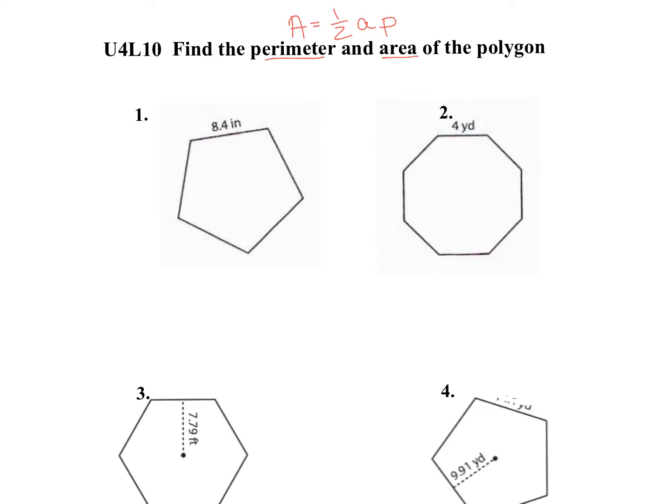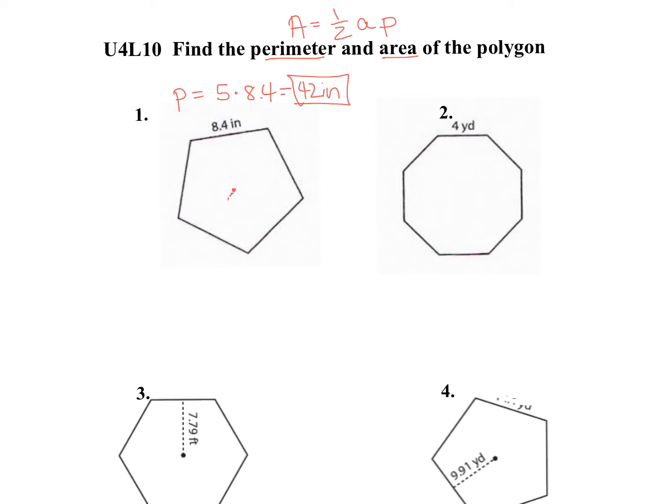So in number 1, we have a side edge that's 8.4, and this is a pentagon. And so this pentagon has 5 sides. So the perimeter of the first one would be all 5 sides times my 8.4. And so my perimeter of this figure would be 42, and what's my units? Inches? 42 inches. So next, I need to find my apothem in order to calculate my area.